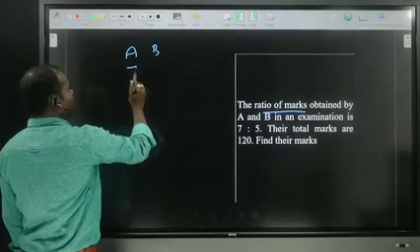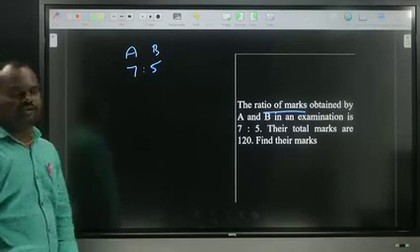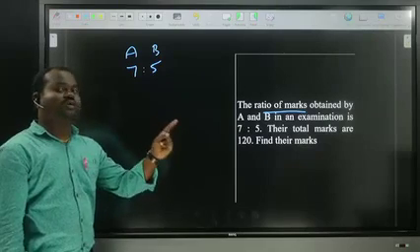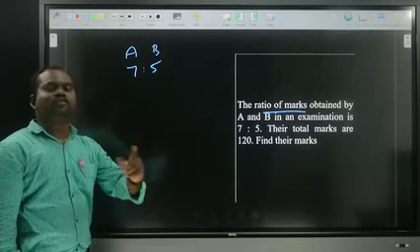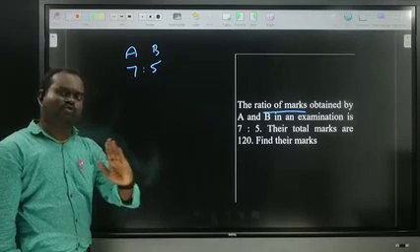Two candidates, their marks ratio is how much? 7 is to 5. And their total marks are 120. What are their individual scores? Here, we can get the answer in so many ways.